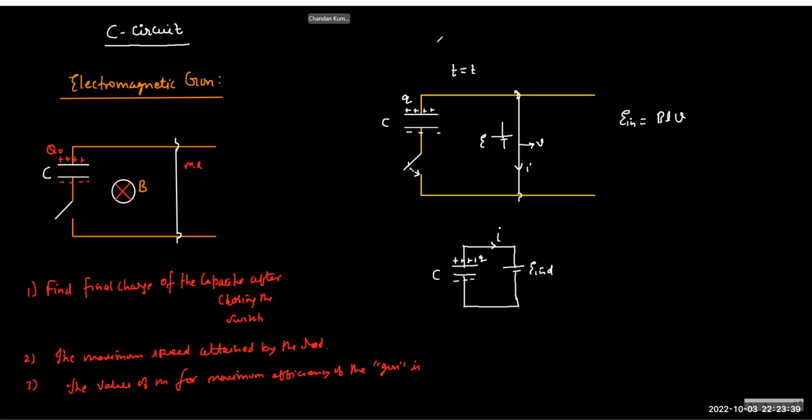You can write KVL if you want, or you can just write the answer. So you want to write KVL? Minus E induced plus Q by C equals 0. Yes. So we know already the charge is C times E. That's it. E is not a constant now, it's a variable, because it is E induced. So this becomes BLV. Now this is the equation that you have to begin with. Q is CBLV, BLCV, whatever.